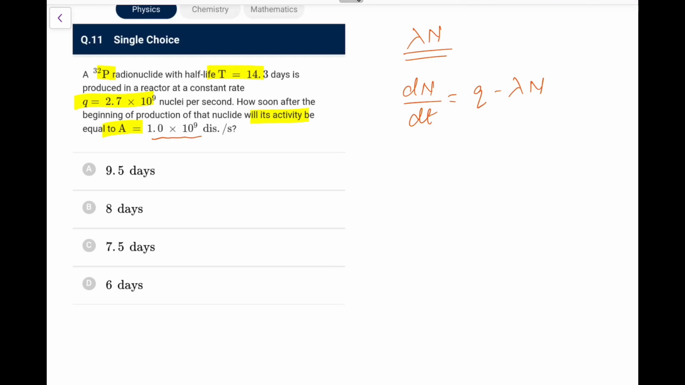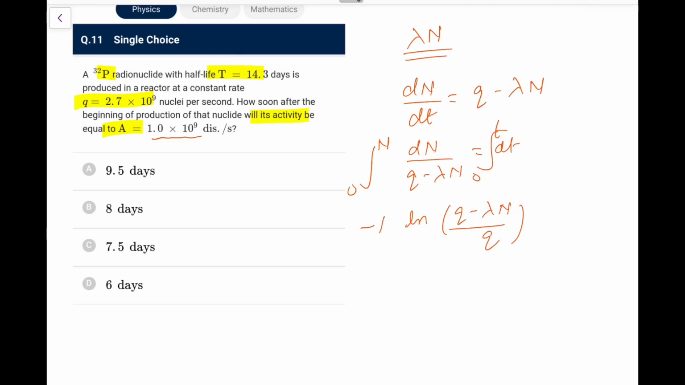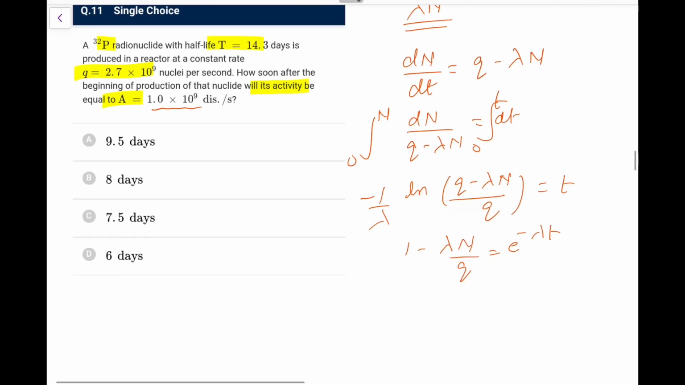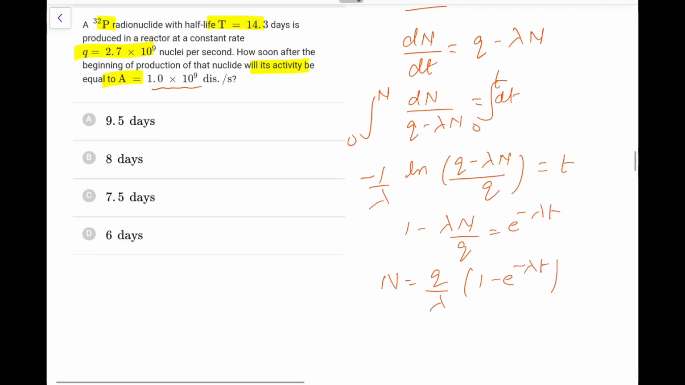So first of all, if I do this integration dN upon q minus lambda N equals dt from 0 to t, it is 0 to N. So what it comes out, it is ln of q minus lambda N upon q, and we will have minus 1 by lambda here, that is equal to t. So 1 minus lambda N by q is equal to e to the power minus lambda t. So the value of N comes out as q by lambda into 1 minus e to the power minus lambda t. So lambda into N would be activity at the moment, that is q into 1 minus e to the power minus lambda t, that should be 1.0 into 10 to the power 9, plus 9, sorry, not minus 9.